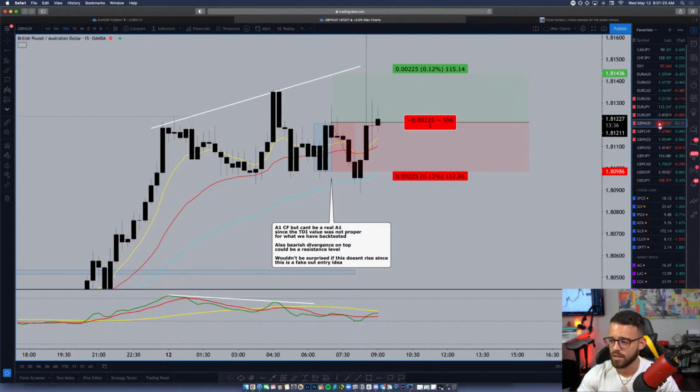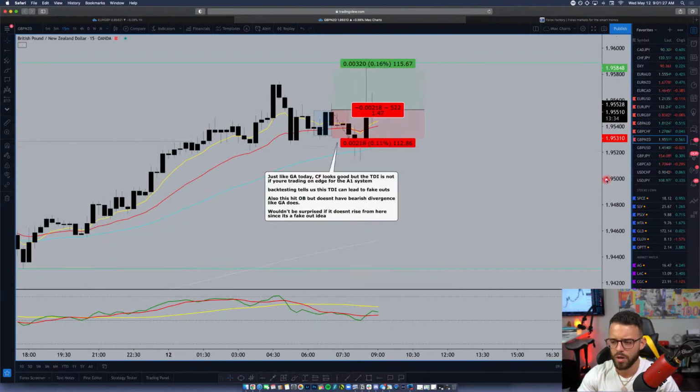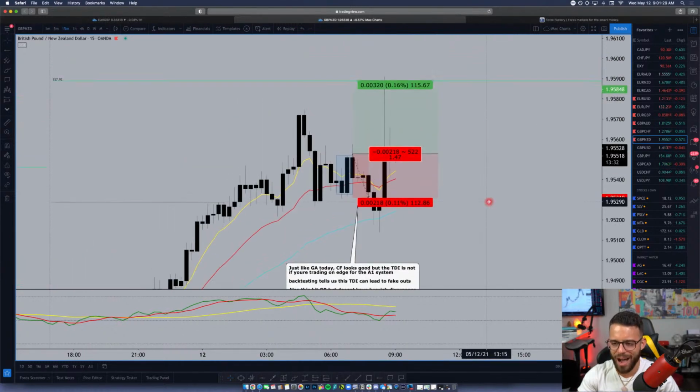GBP NZD, very similar. Another 2-candle formation without proper TDI value. RSI is not even close. What does the next bar do? It's bearish, telling you to get out. It could have saved you money if you had done that and acknowledged your mistake.